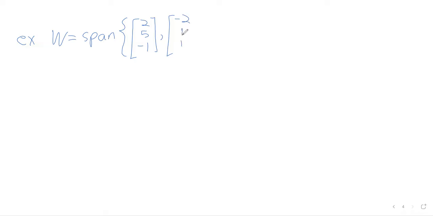So say, for example, that W is the span of (2, 5, -1) and (-2, 1, 1). And this is a subspace of R3. And these vectors here are a basis. They are linearly independent. They're a spanning set. So they're a basis.